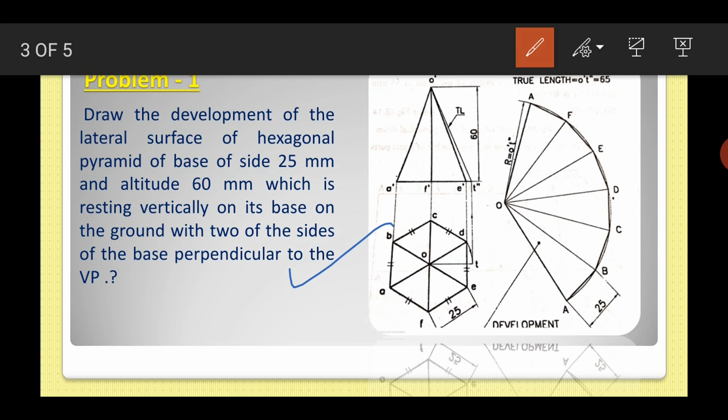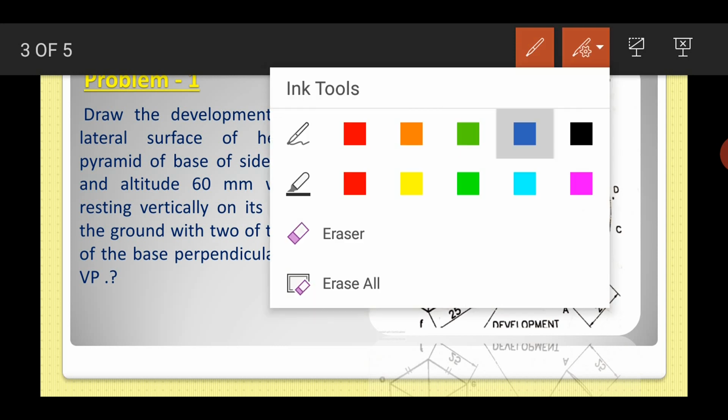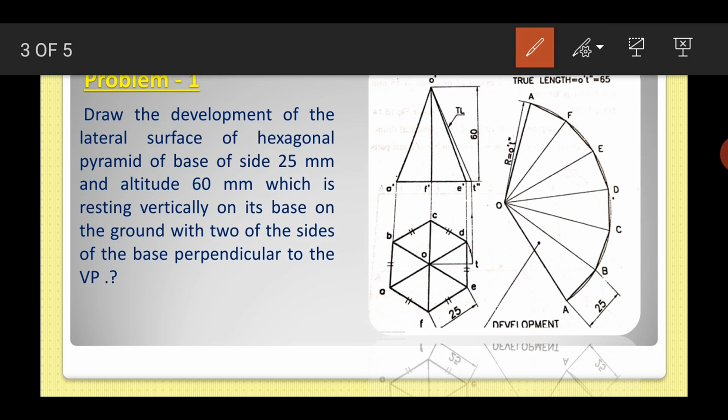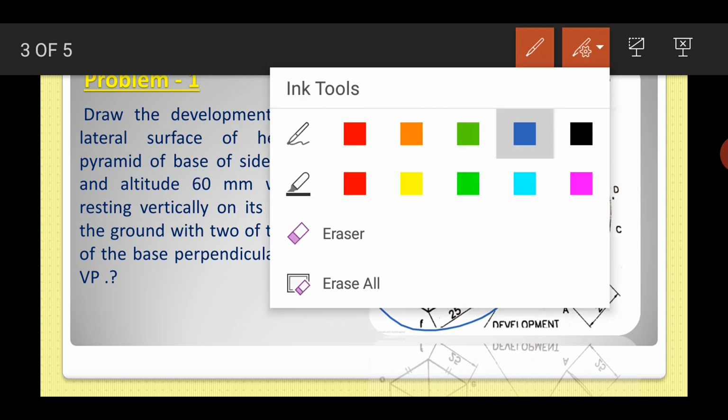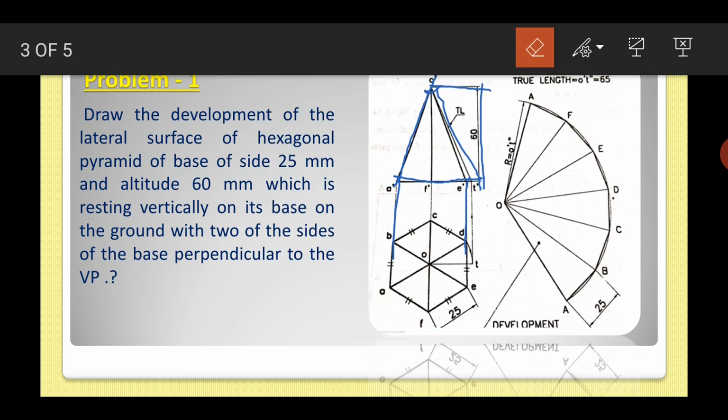Now it is given that we have to draw the development of this one. It's a simple problem, and you have to start with this one. Now this shape is completed. Now you just draw the vertical lines, and you will have a height of 60, and you will get a point O dash, and then draw it. You will get the front view also. So now this is the front view, you got it.